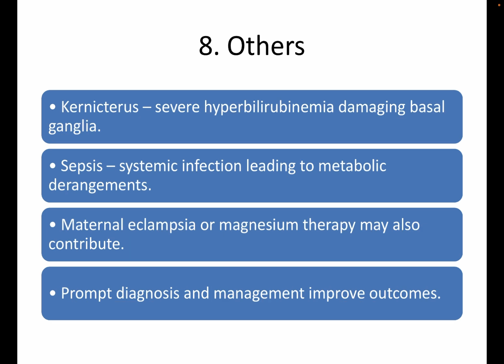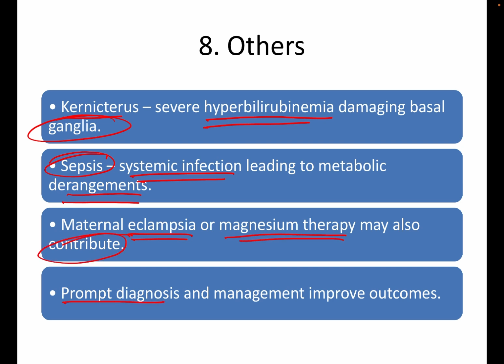Other miscellaneous causes include kernicterus, where severe hyperbilirubinemia causes damage in the basal ganglia. Sepsis from systemic infection leads to metabolic derangements. Maternal eclampsia or magnesium therapy can also contribute. Prompt diagnosis and management may improve the outcomes.